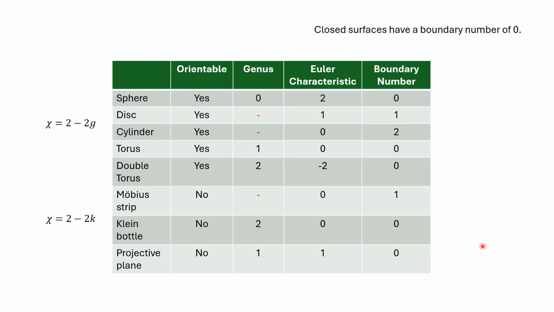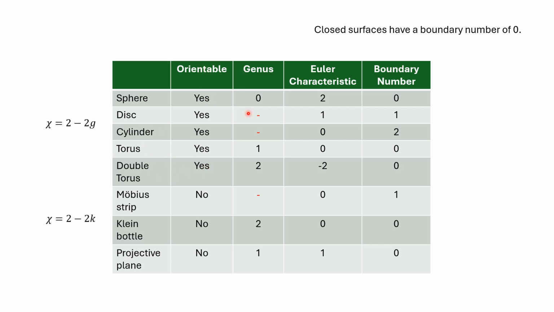So I've summarized some invariants for different surfaces based on what we've been talking about over the last few lectures. So let's go through this. We have a sphere, a disk, a cylinder, a torus, a double torus, a Mobius strip, a Klein bottle, and a projective plane. So we've seen all these before. The first 5 here are orientable.